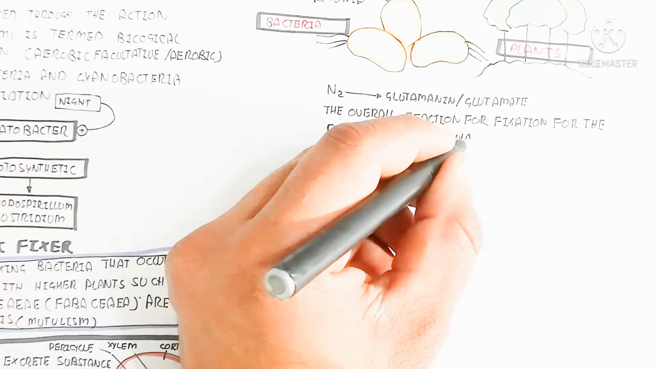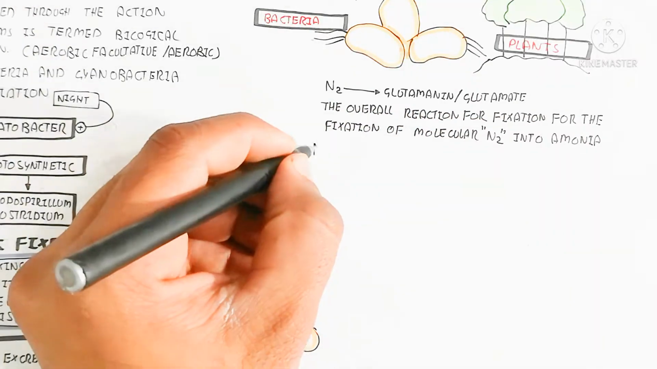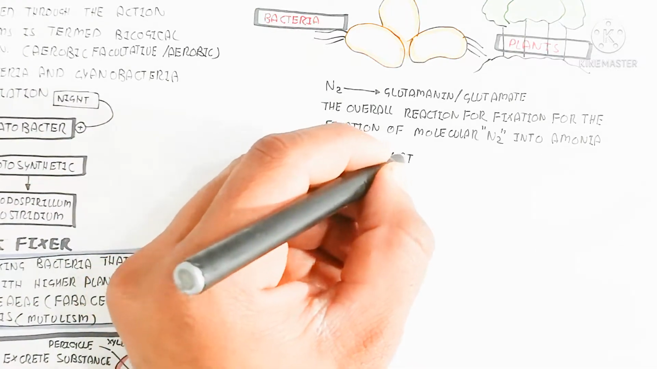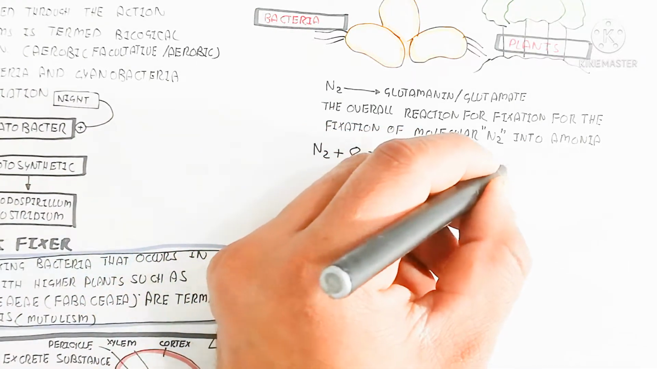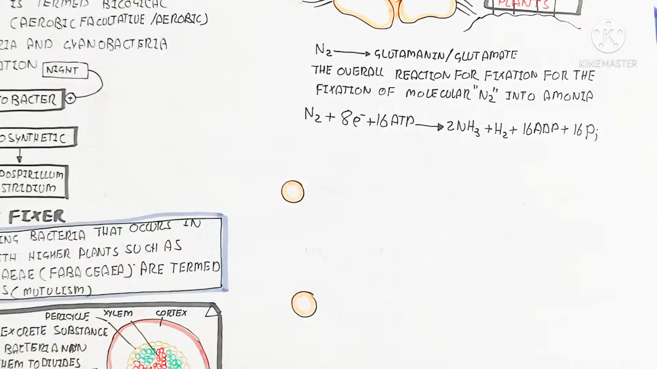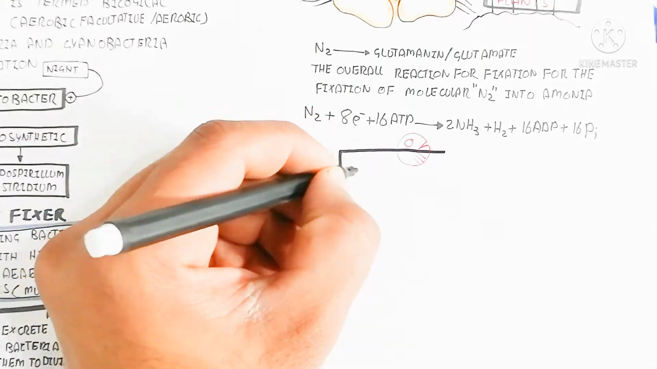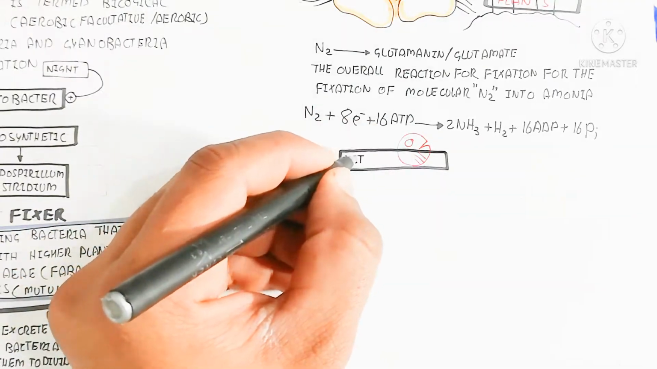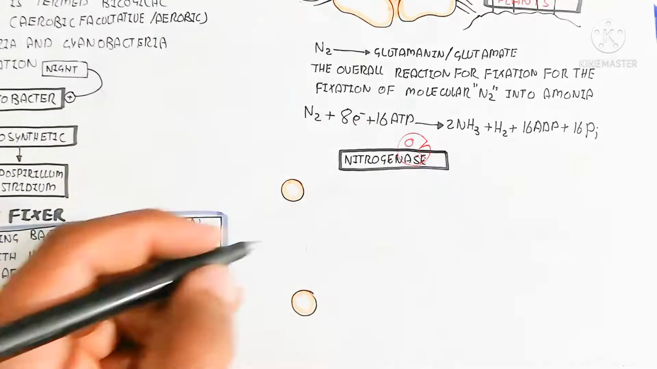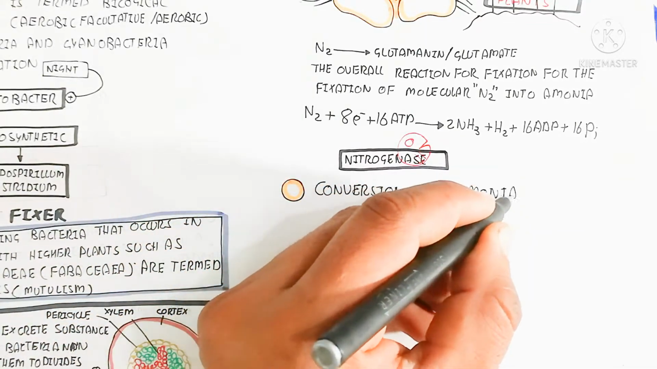So after this, here is the reaction, we can draw it in a simple way to understand. The nitrogen, in the presence of 8 electrons and 16 ATP, is used to produce ammonia, two molecules of ammonia and hydrogen. So in this way the nitrogenase enzyme is used for it. And the next step is the conversion of ammonia to nitrate.